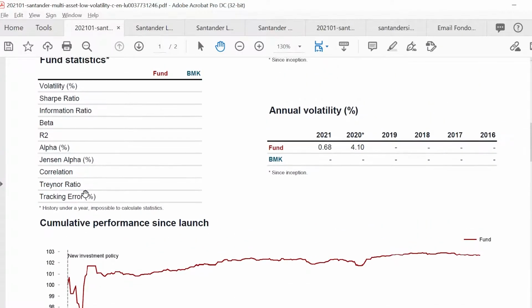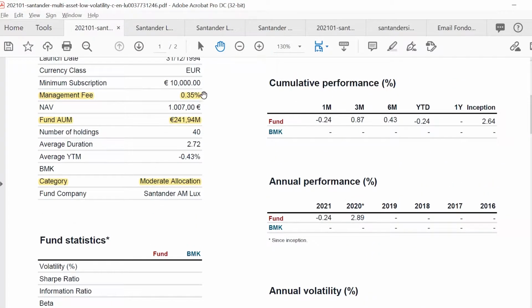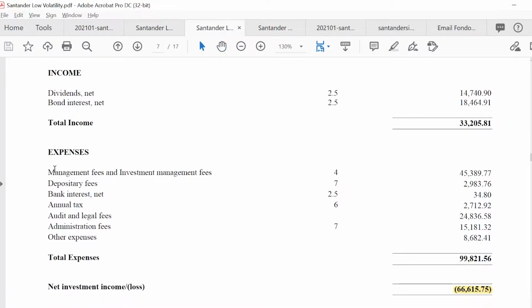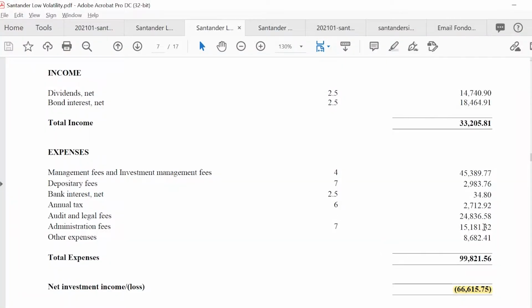If you go here and you see 0.35% management fee, it doesn't look that bad. But they are not telling you that not only do you have to pay management fees, you have to pay depository fees, bank interest, annual tax, audit fees, administration fees, other expenses. Who knows what that is? All in all, 99,000. So 3 times what you receive in interest.